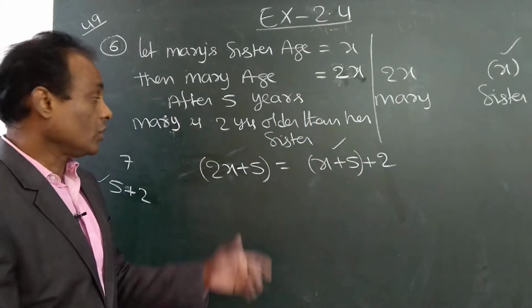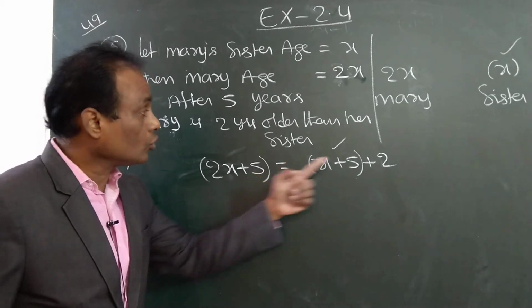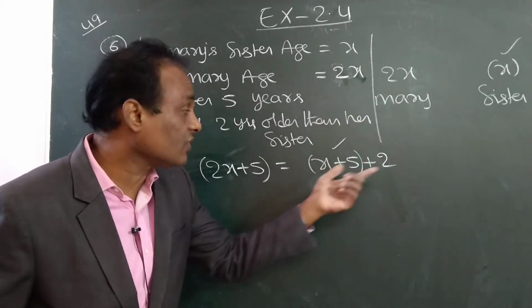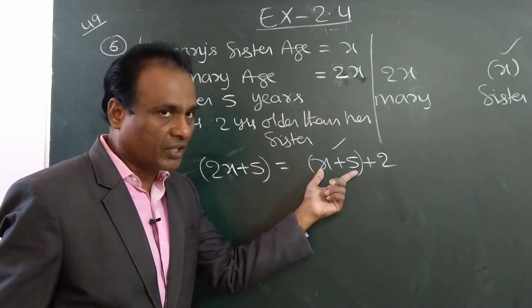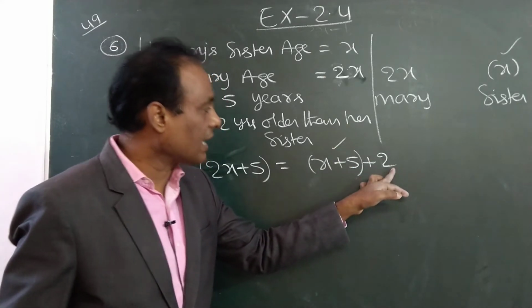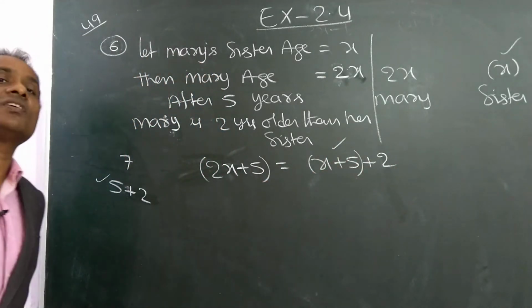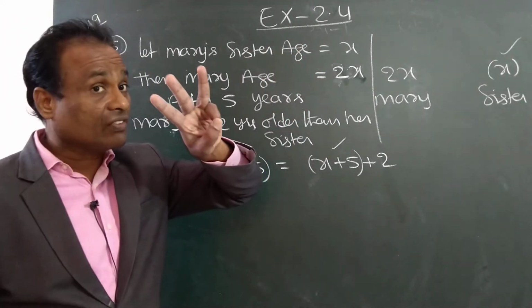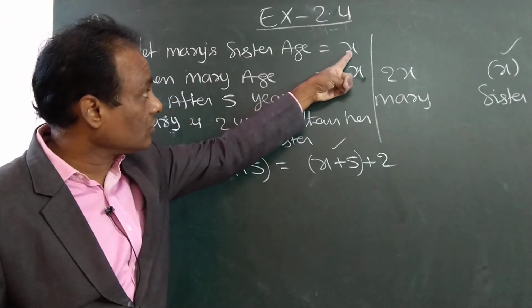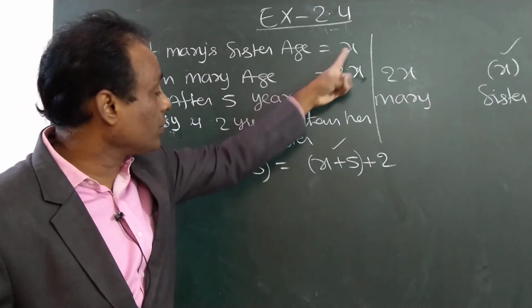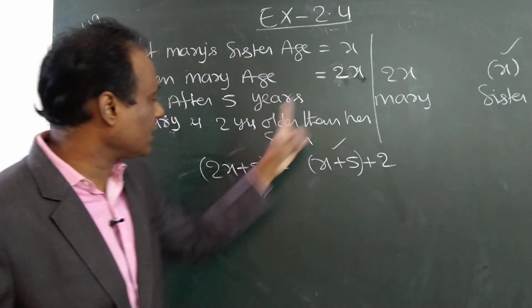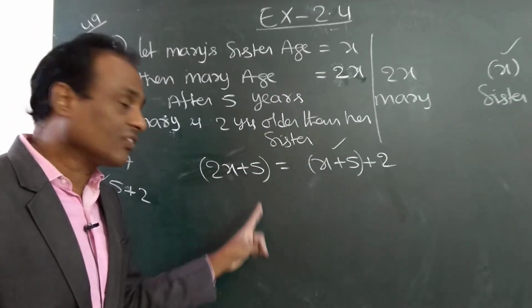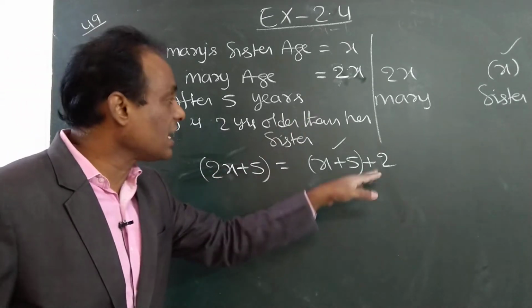But it is given that Mary's age is 2 years more than the sister's age. Sister's age is x plus 5. But if we add 2 years, that will give Mary's age. This is the condition. Two things I applied. One is after 5 years their ages will become sister's age x plus 5, Mary's age 2x plus 5. But it is given that Mary is 2 years more than her sister.